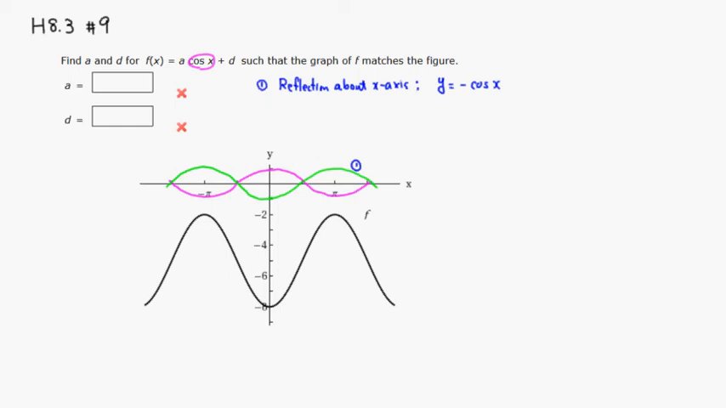Then another transformation. It looks like the amplitude is a little bit off. The highest point is -2 and the lowest point is -8, which means the difference is 6. Amplitude is half of the difference between the highest point and the lowest point. So 6 divided by 2, the amplitude should be 3. So we need to stretch vertically by a factor of 3.